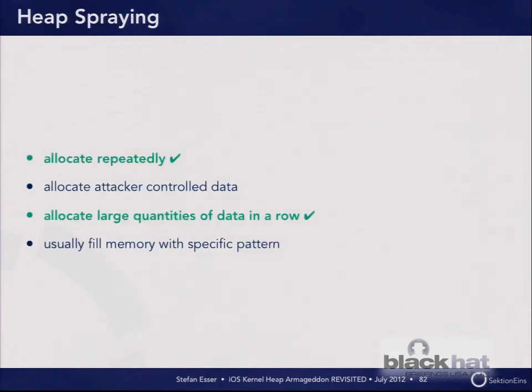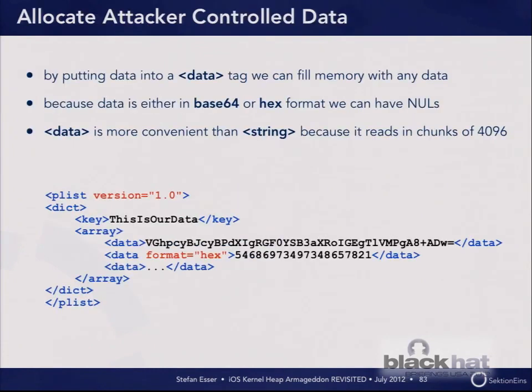Okay, so so far we can allocate repeatedly, and we can allocate large quantities of data. So now we want to solve the other things. The next thing we want to do is to allocate attacker-controlled data. We already saw we can use strings, but the problem with strings is they are not completely attacker controlled because strings cannot contain null bytes. So in order to have null bytes in your attacker-controlled spray, you need to use a data tag, which allows you to create data blobs in memory, objects with data blobs.